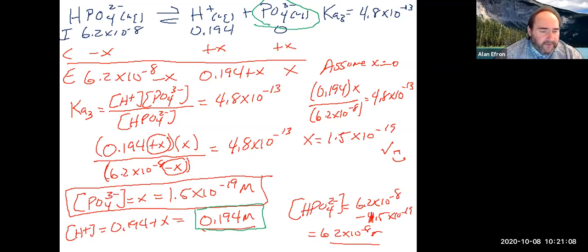Question on polyprotic acids, how to do those problems, how to calculate them.